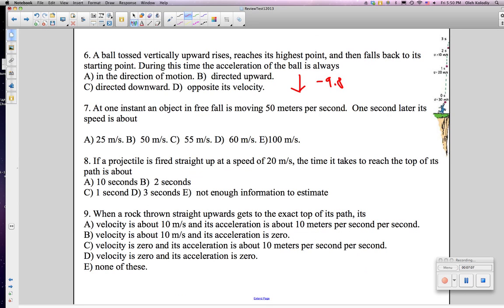At one instant, an object in free fall is moving 50 meters per second. 1 second later, its speed is about... Stop the video and see if you can answer the question. Well, it changes by 10, so it could be 40 or 60. 40 is not here, so the answer has to be 60.